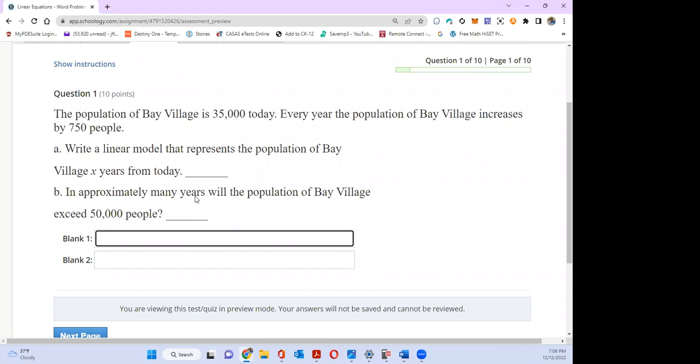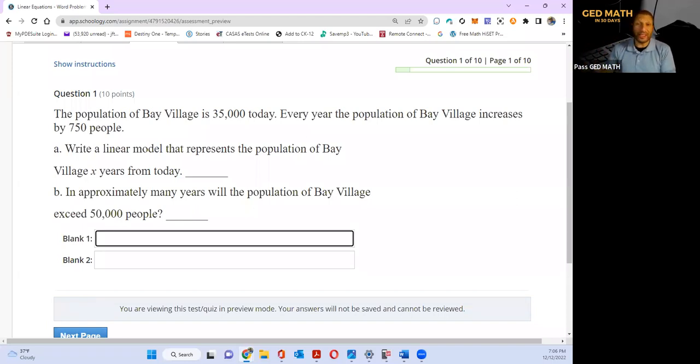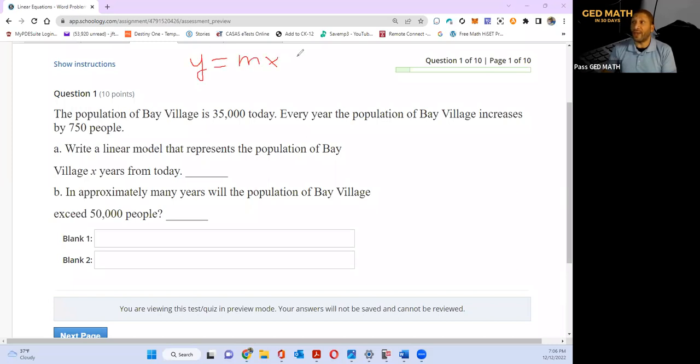Okay. And that's what happens, right? But again, what did I tell you to do? Take a deep breath, identify what you know. Since they want a linear equation, you know where to start. Y equals mx plus b. That's the slope-intercept form of a linear equation, because they told you right there, write a linear model that represents, right? So y equals mx plus b.